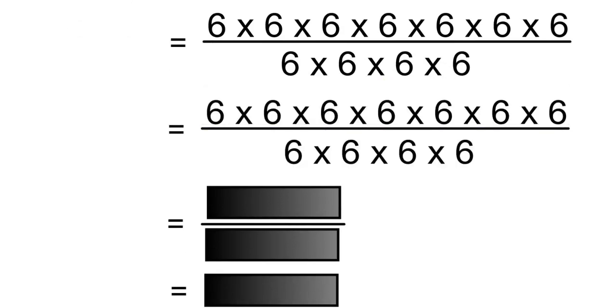You can simplify this by crossing off a 6 on the top and the bottom as many times as it's repeated. There are 4 instances of this, so you can cross them all off. And then you'll be left with 6 times 6 times 6.